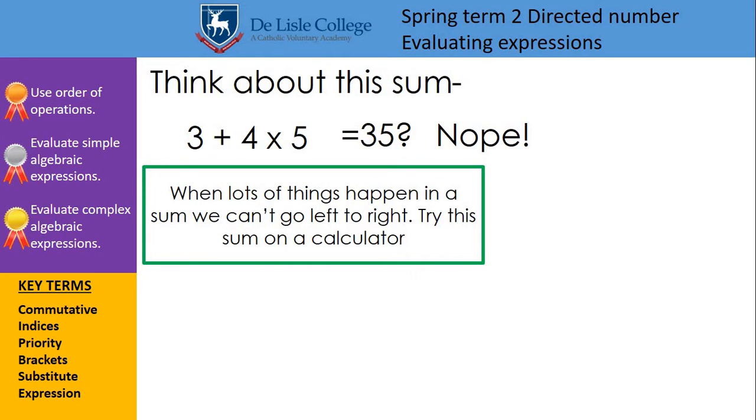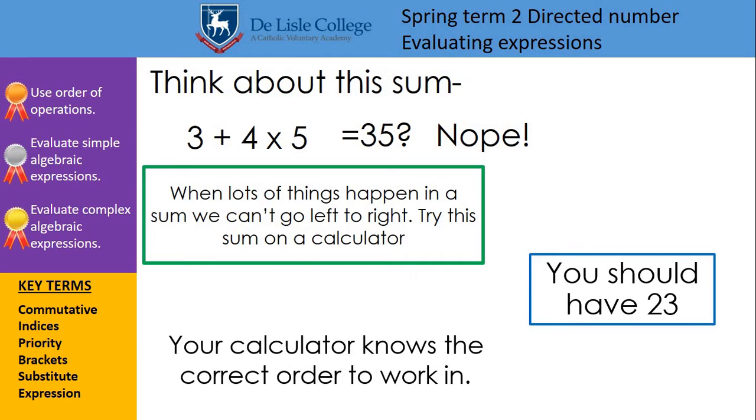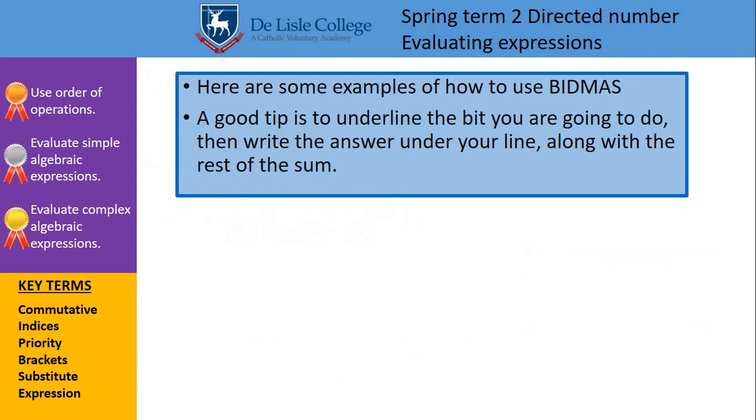We know from BIDMAS now, there's no brackets, there's no indices, there's no division, but then M, multiplication, there is a multiplication, so we would do that first. So we would do 4 times 5, which is 20, then add the 3, and we will get 23. Now, if you pop that into your calculator exactly as it appears, your calculator will give you the answer of 23, as your calculator knows the correct order to work in as well.